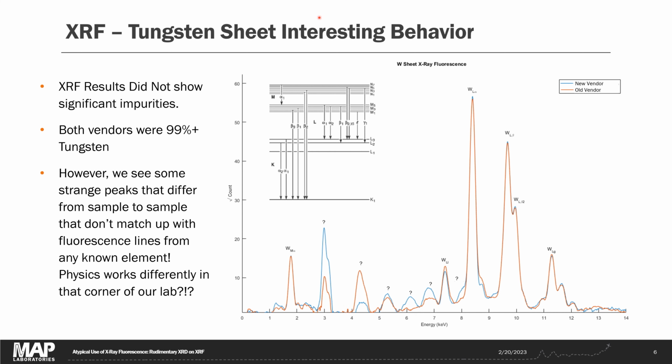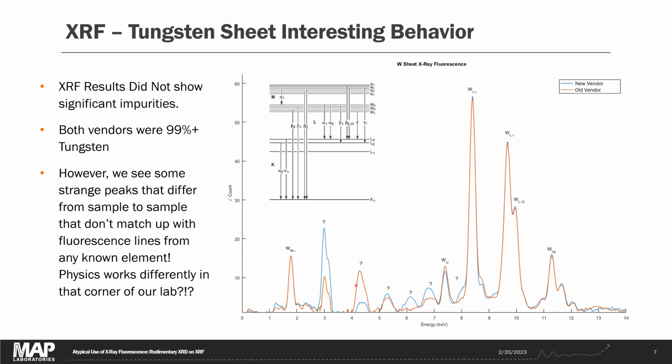These tungsten sheets were 99% plus tungsten, so most of the peaks we're observing are from the tungsten fluorescence. We have a tungsten M line here from an N shell electron filling an M shell vacancy, and a series of L fluorescence lines from M shell electrons filling various L shell vacancies. The most interesting thing on this spectrum is what are all these other peaks, and why do they vary so much between the old vendor and the new vendor material?